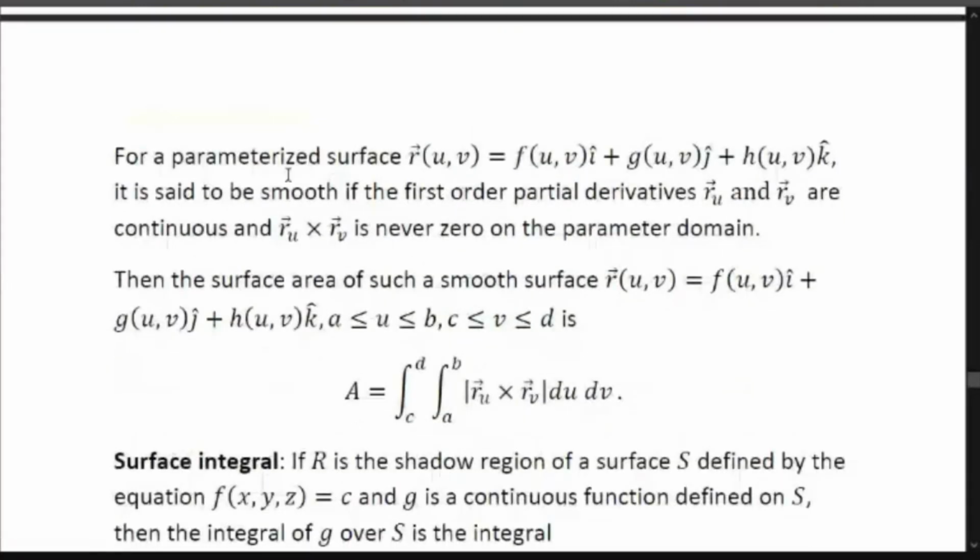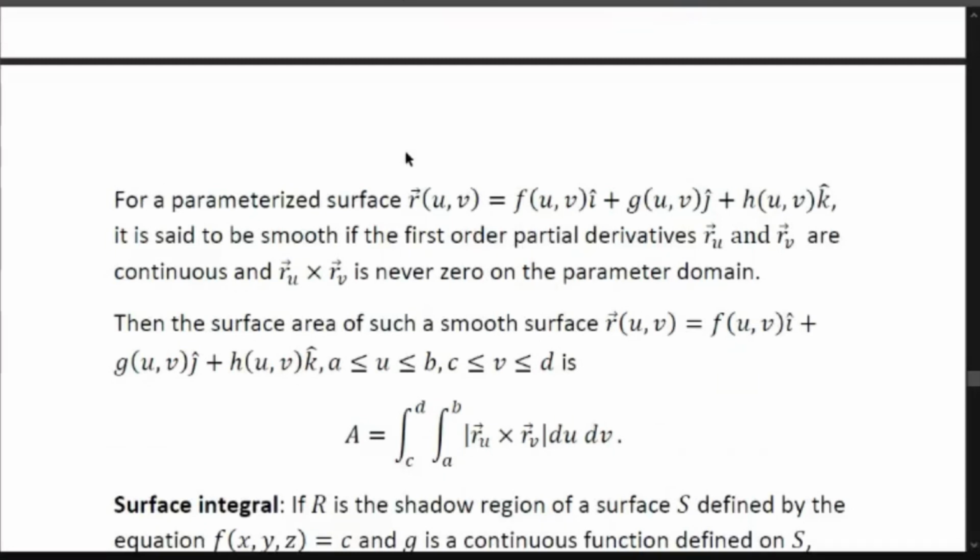And for a parameterized surface, once the surface is given in a parametric form, that is R of u,v is equal to f of u,v i plus g of u,v j plus h of u,v k, it is said to be smooth. I hope you know what is meant by a smooth curve. Smooth if its partial derivatives Ru and Rv are continuous, and Ru cross Rv is never zero on the parametric domain, meaning the domain of the parameters.